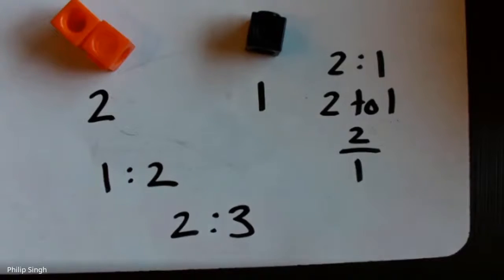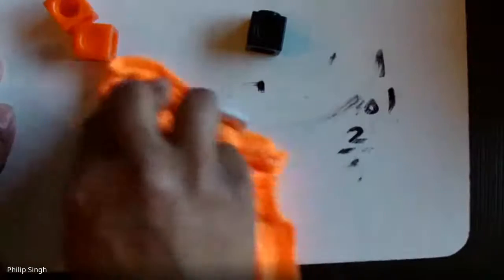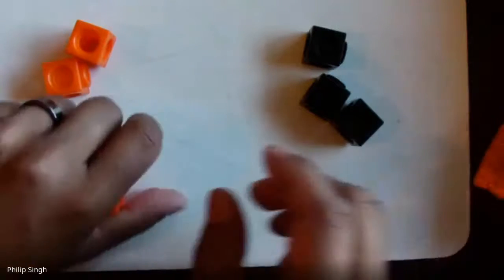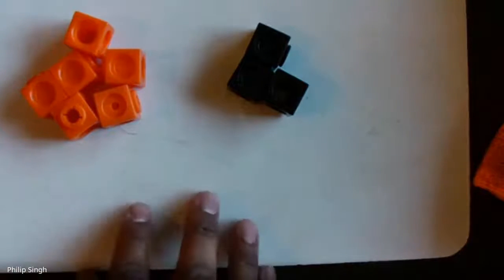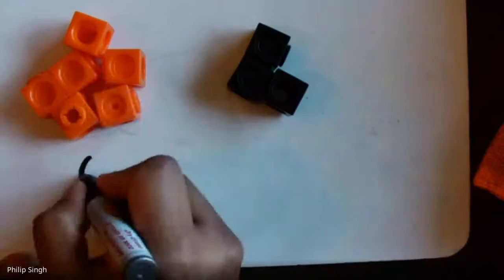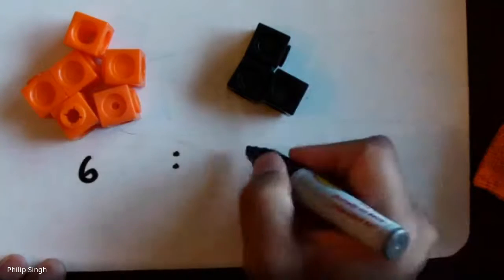To make ratios equivalent, it's very similar to fractions in that when you do something to one number, you need to make sure you do the same thing to both numbers. So if I add more blocks, my ratio of orange to black now is 1, 2, 3, 4, 5, 6 to 3.